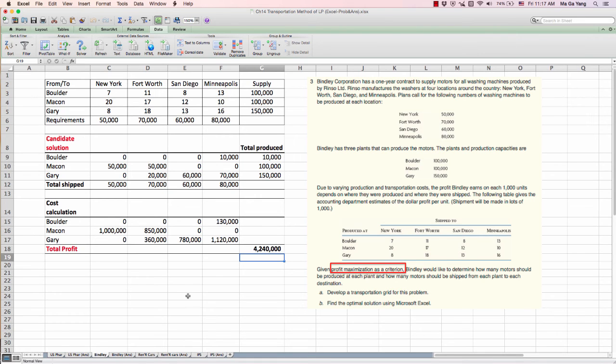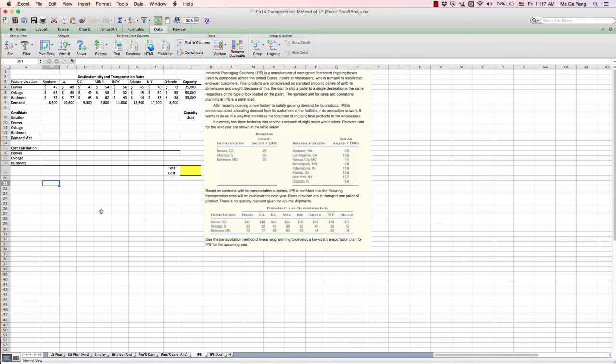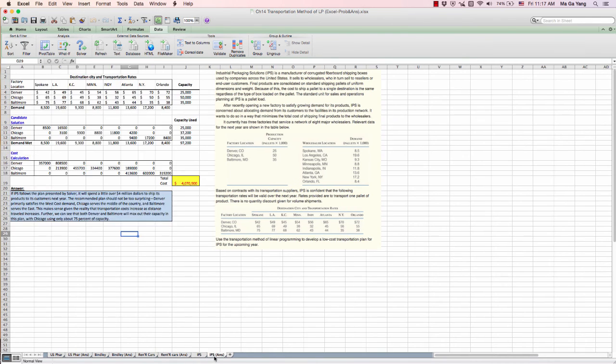Okay. I believe IPS is very similar. This is also cost minimization using the Excel Solver. So you will do exactly the same. You can create the candidate solution and cost calculation table. And using the Excel Solver, you will find the total cost. I believe you can do it using the Excel Solver right now. So let me stop here and hope that you understand how to use the Excel Solver to solve the transportation method of linear programming, both in cost minimization and profit maximization cases. Okay, thank you.